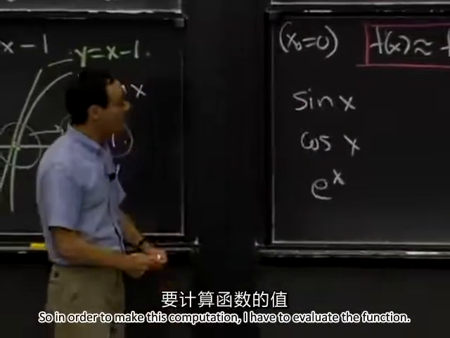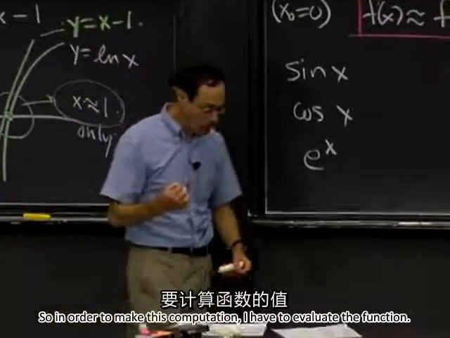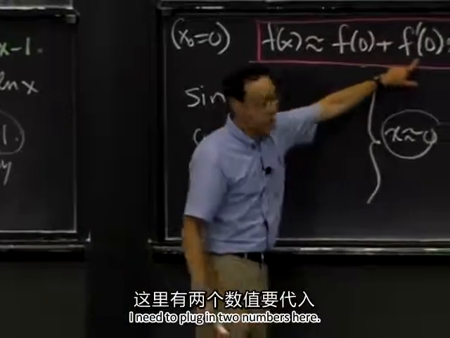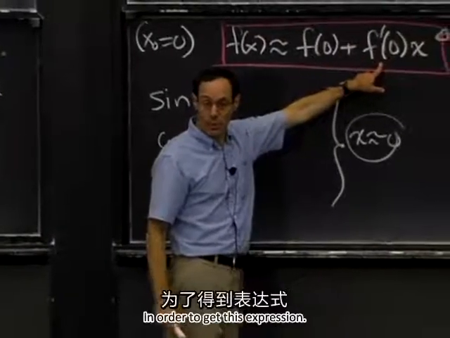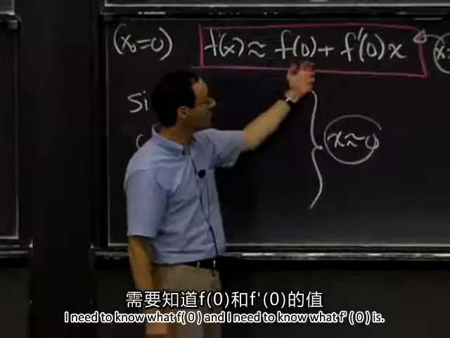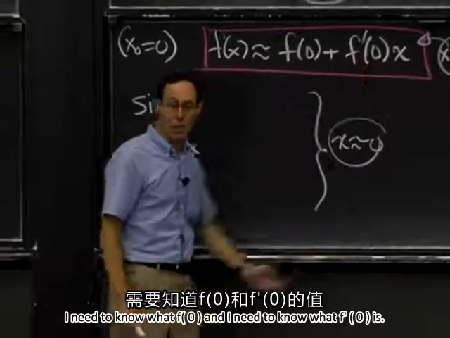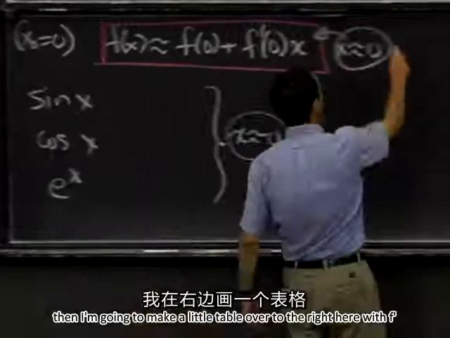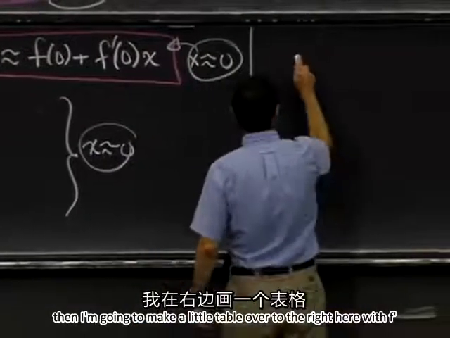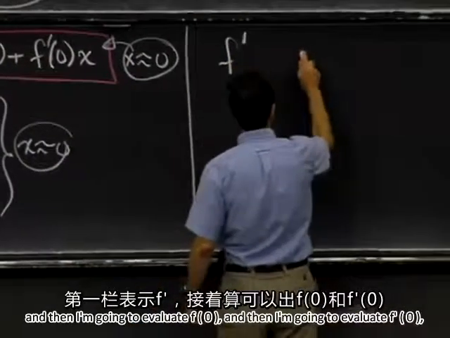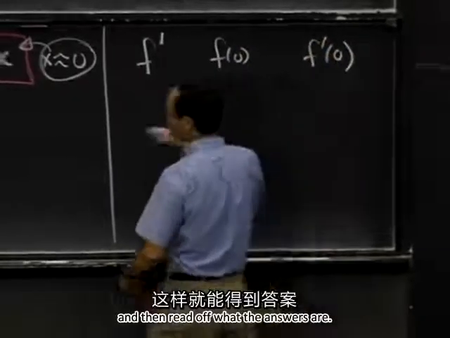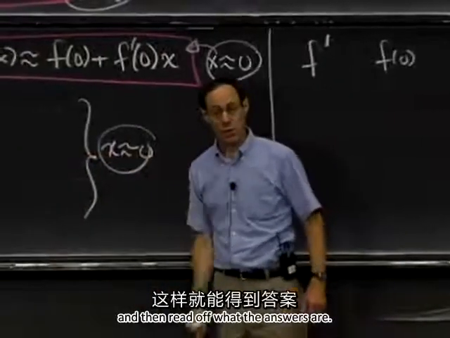So in order to make this computation, I have to evaluate the function. I need to plug in two numbers here in order to get this expression. I need to know what f of 0 is, and I need to know what f prime of 0 is. If this is the function f of x, then I'm going to make a little table over to the right here with f prime, and then I'm going to evaluate f of 0, and then I'm going to evaluate f prime of 0, and then read off what the answers are.